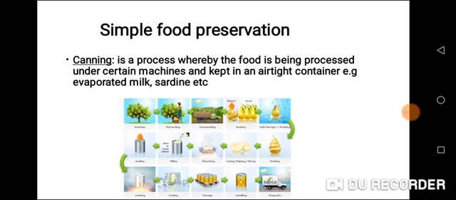As you can see in the picture on the screen, the food is being processed right from here. If you look at it properly, to this way, to this side. So this is canning to undergo industrial processes.